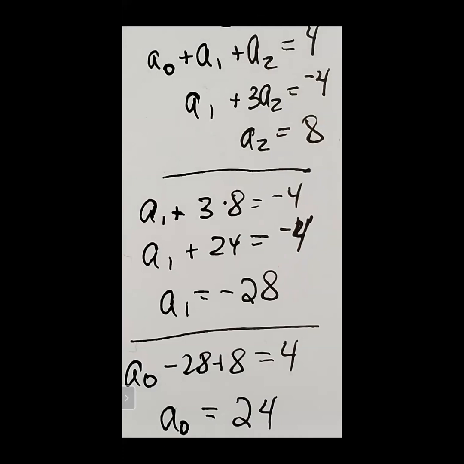I'm done. Once I know a2 equals 8, I plug that into the second equation, and I get a1 plus 3 times 8 equals negative 4. a1 plus 24 equals negative 4, subtract 24 from each side, I get a1 equals negative 28. Well, once I know that a1 is negative 28, and I know that a2 is 8, I just plug those two things into the top equation, and I get a0 minus 28 plus 8 equals 4, and just bring everything over to the other side and get a0 equals 24, and that is where the solution came from.